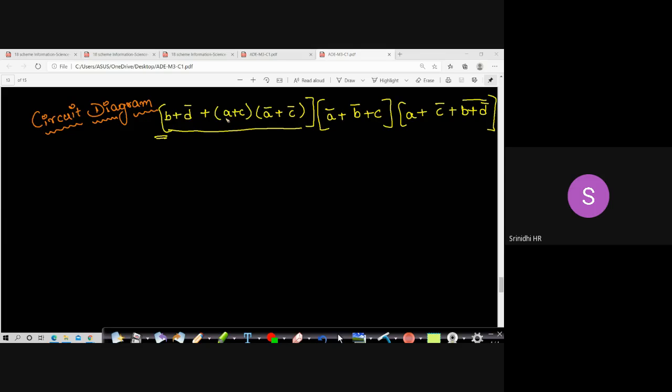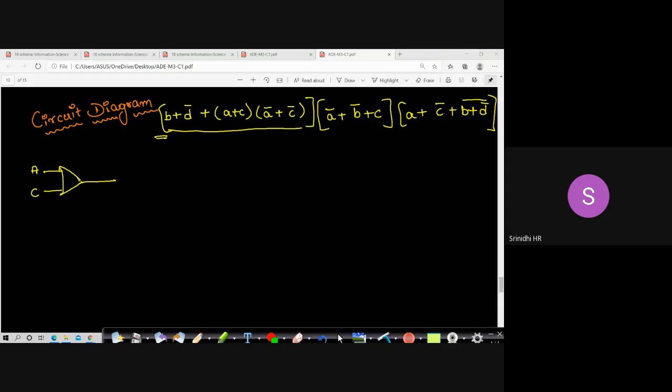Here I'm having A plus C into A bar plus C bar. So let's draw here. This is my A, C. I'll be writing it, subjecting it to one OR gate, that is my A plus C.